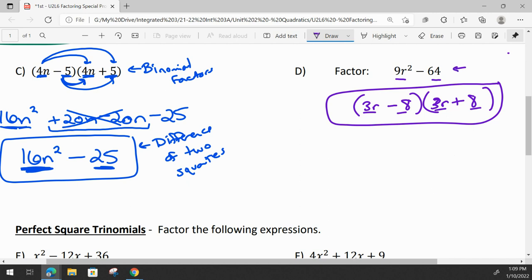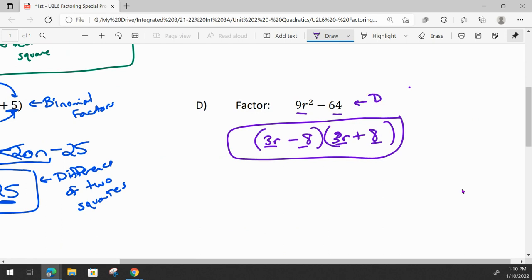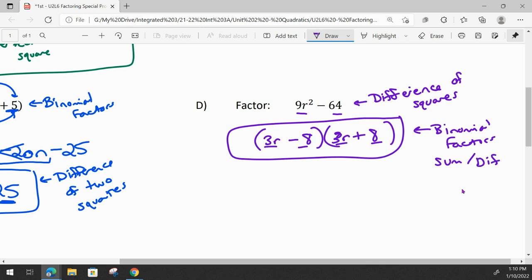All right, so this is a couple notes I want to make here. This is what we call a difference of squares, or a difference of two squares, and these are your binomial factors. And it's a sum and a difference because we have adding and then subtracting the same two terms.